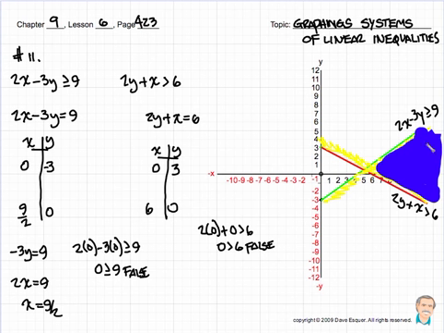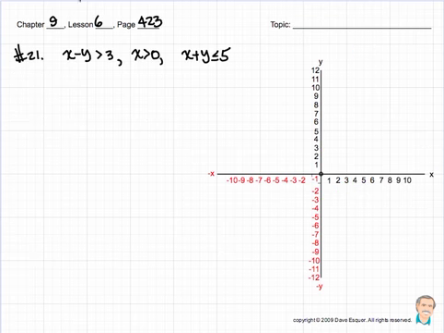So there's our graph. Our graph turns out to be everything that is below 2x minus 3y is greater than 9, and everything that is above the graph 2y plus x is greater than 6.